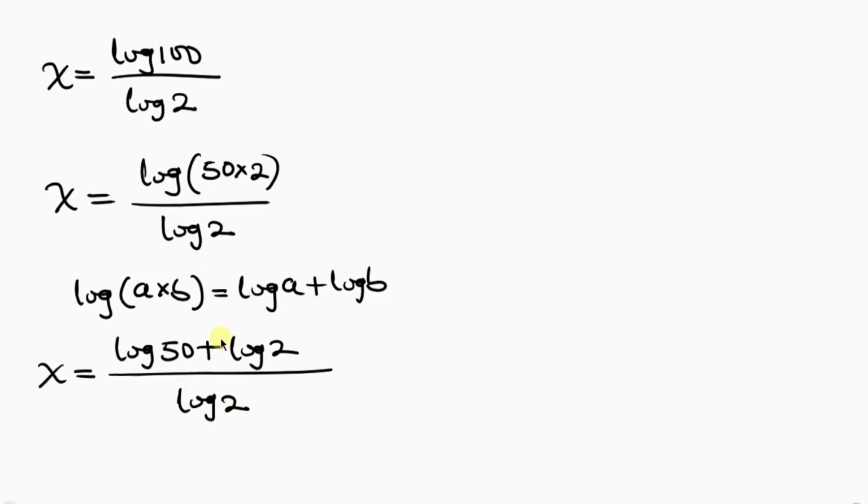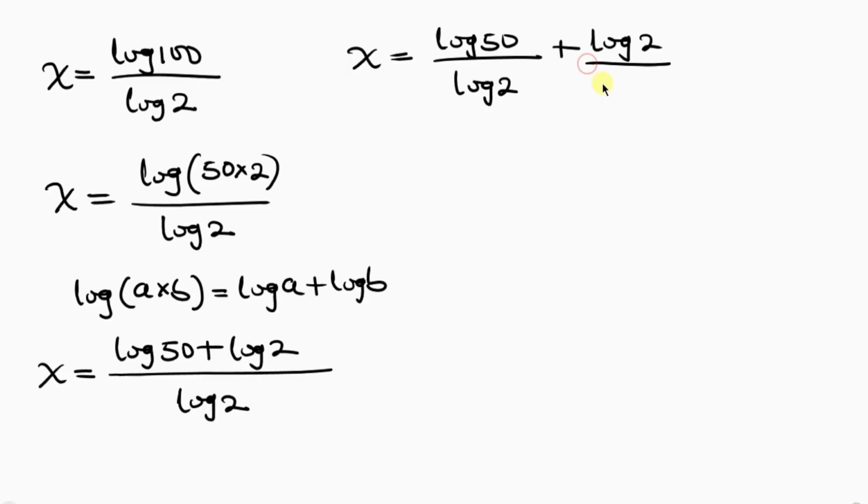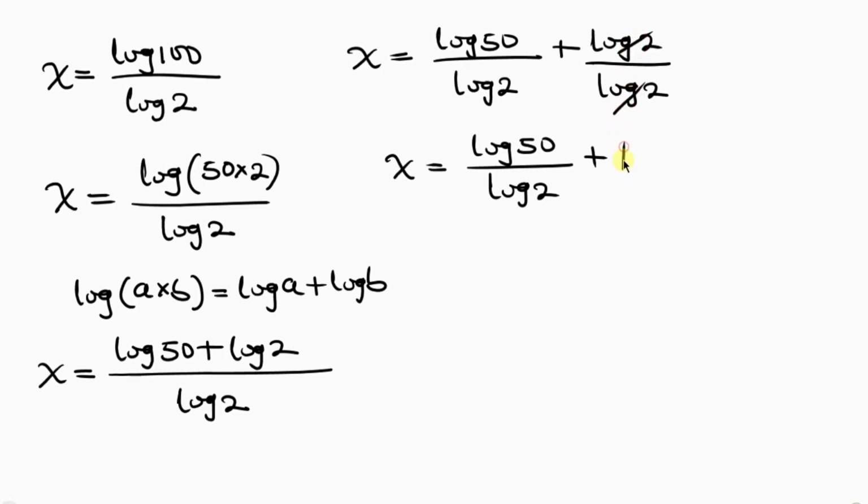Now we're going to split this fraction, so we have x to be equal to log 50 divided by the common denominator, which is log 2, plus log 2 divided by the common denominator log 2. Now this simplifies into x equal to log 50 all over log 2 plus, now log 2 divided by log 2 is 1.